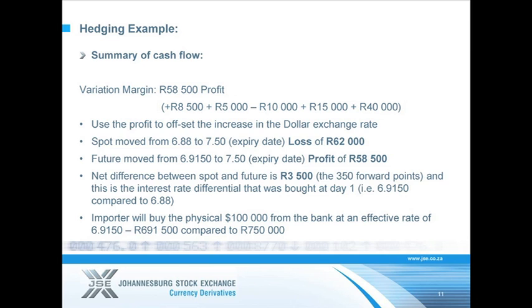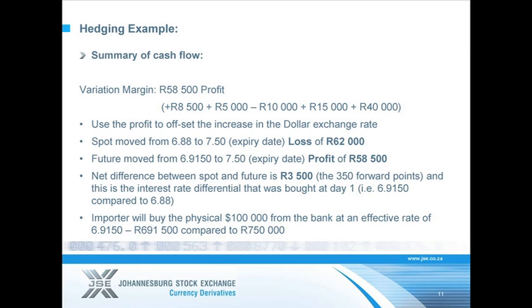So as you will see from the currency cash flow slide, your variation margin of 58,000 Rand, which is the total margin, if you take them per the previous slide, add them all up together and subtract your losses, you will get to 58,500. This profit is offset from the spot movement, which moved from 6.88 Rand to 7.50 Rand. The difference between the 62,000 Rand and the 58,500 is 3,500 Rand.